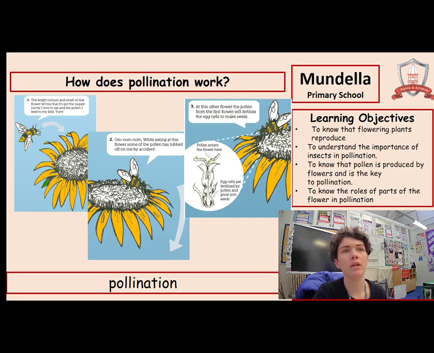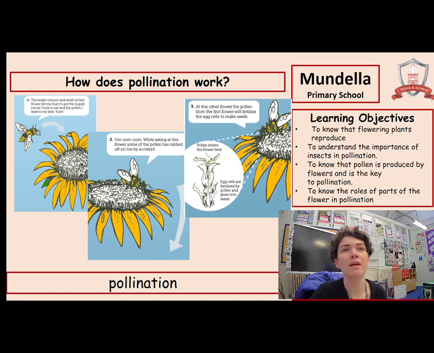So, how does pollination work? Well, pollination is the transfer, the movement of pollen from one plant to another. So, if we've got here in this little sort of comic strip-like image, in the first image, the bright colours and smell of that flower tell me that it's got the sugary nectar, so the sugary goodness I love to eat, and the pollen I feed to my kids. Yummy!